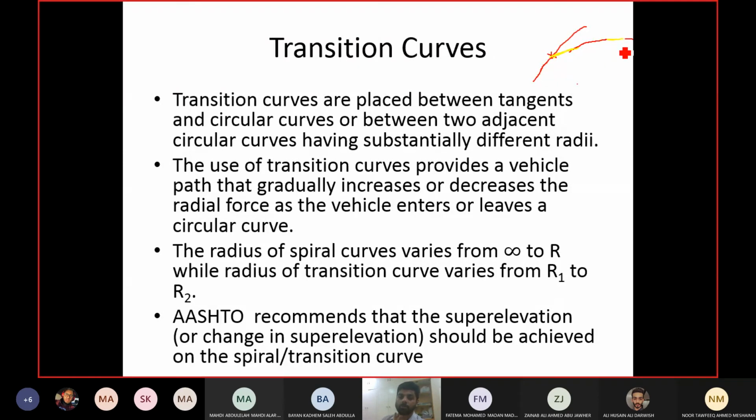Okay, so these are the two functions of the transition curve: providing a gradual change for the driver from the tangent to the curve, or from one curve to another curve, and the second is providing the space to gradually change the normal slope of the road to super elevation, or from one super elevation to another one.